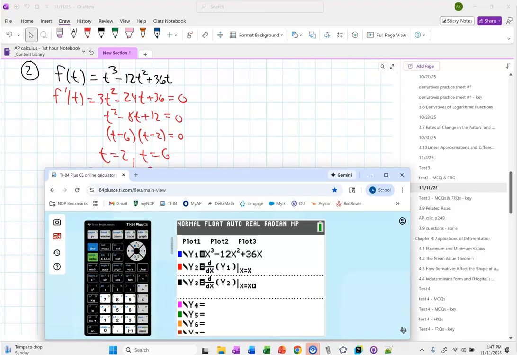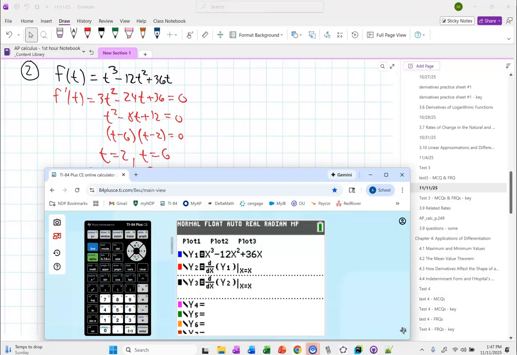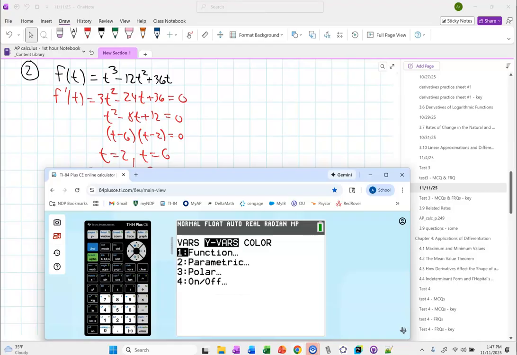I don't know how to get there, just pressing the button. Well, the d/dx command is math and then nDeriv. And then to get the y variables, you press vars. You go over to y vars, the y1, 2, 3, 4, all live under the function, which is the mode your calculator is going to be in for the entirety of this class. You'll never do parametric or polar.